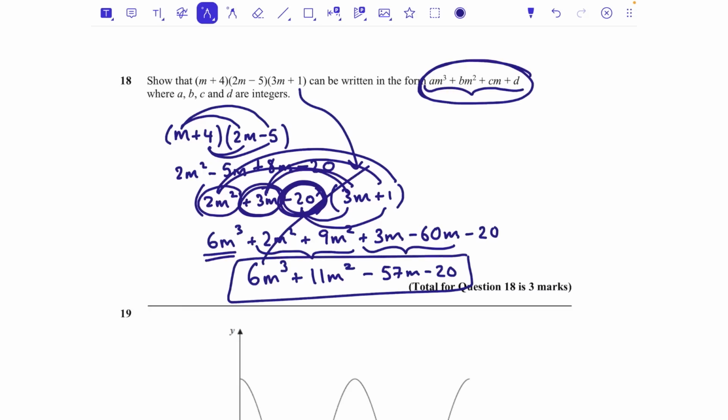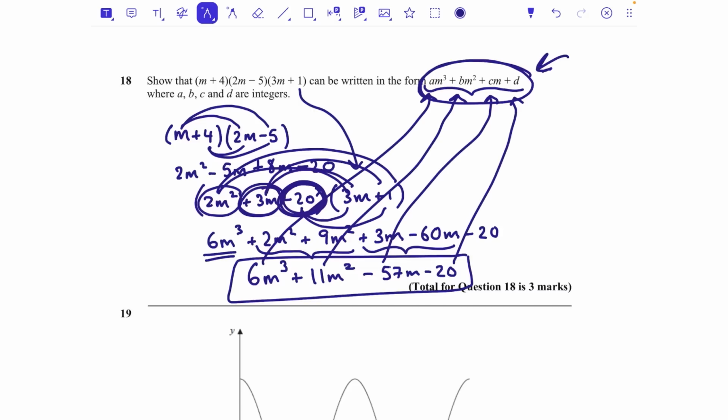So we're just looking at this and saying A is 6, B is 11, C is minus 57, and D is minus 20. Not relevant, but you just need to know that when they ask you this, it's not to scare you, it's just to say your answer's going to look a little bit like that.